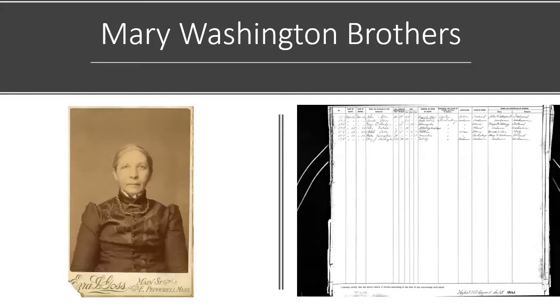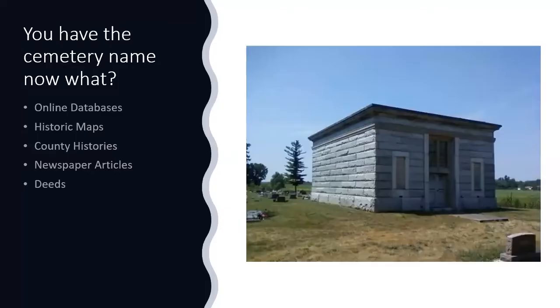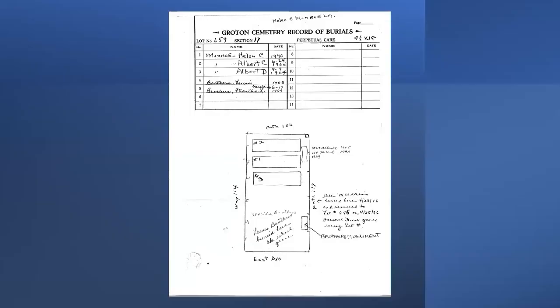Now, this is Mary Washington Brothers. She was born in Massachusetts and died in Massachusetts. But again, there's a picture of her and information, a short synopsis of a sheet of deaths for that particular time period. Now, you have the cemetery name, if you're able to do that. Now what? Well, you can look at online databases, historic maps, county histories, and newspaper articles and deeds relative to that cemetery to verify that that's where it's located.